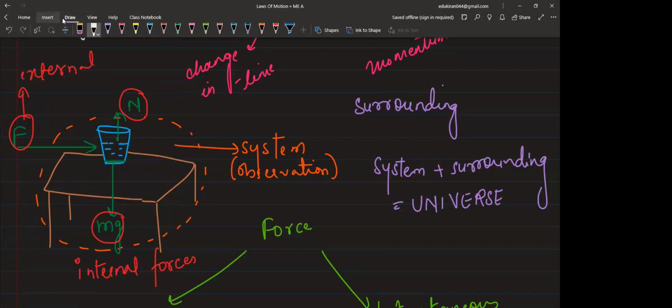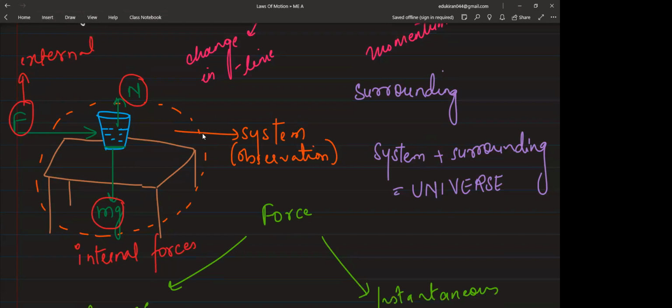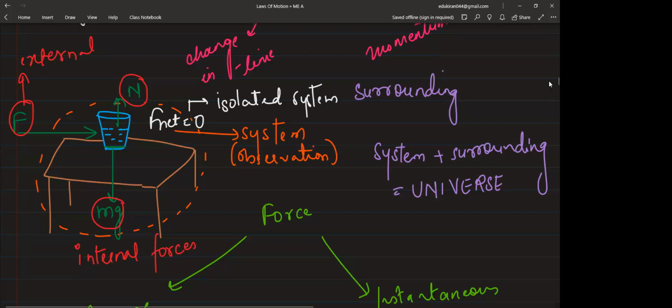And one more thing, class. If in this internal force system, net force somehow becomes zero, then we say this system is isolated. So you will be witnessing questions in your physics: in an isolated system, this happened, that happened. So you should know what the meaning of each is.